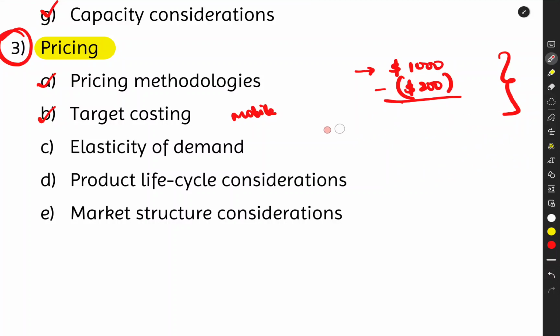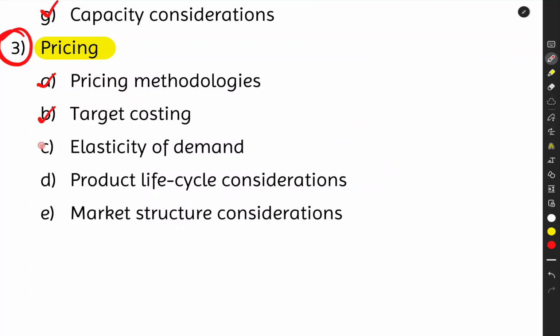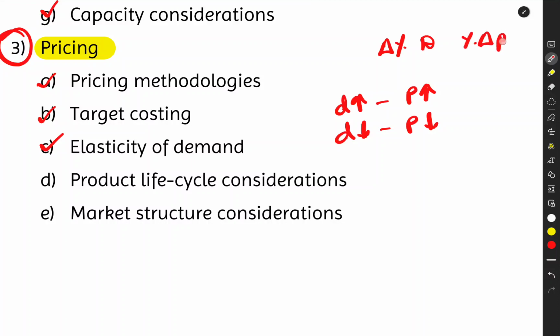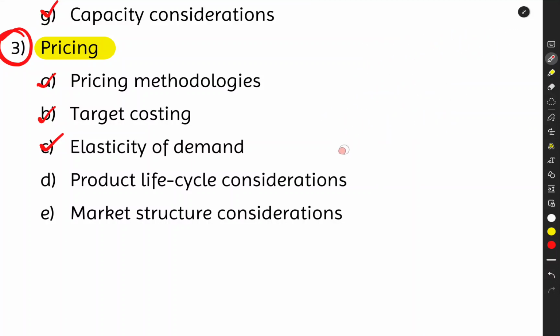Then elasticity of demand is a basic economics topic. This is covered in +1 or intermediate first year itself. So, price elasticity of demand. If the demand increases, price increases. If the demand decreases, price decreases. So how much is the percentage change in demand for a percentage change in price? This is called price elasticity of demand. If the price increases by 1%, how much would the overall demand be reduced? Or if the price decreased by 5%, how much will the demand increase? The percentage to percentage relationship between price and demand is elasticity of demand.